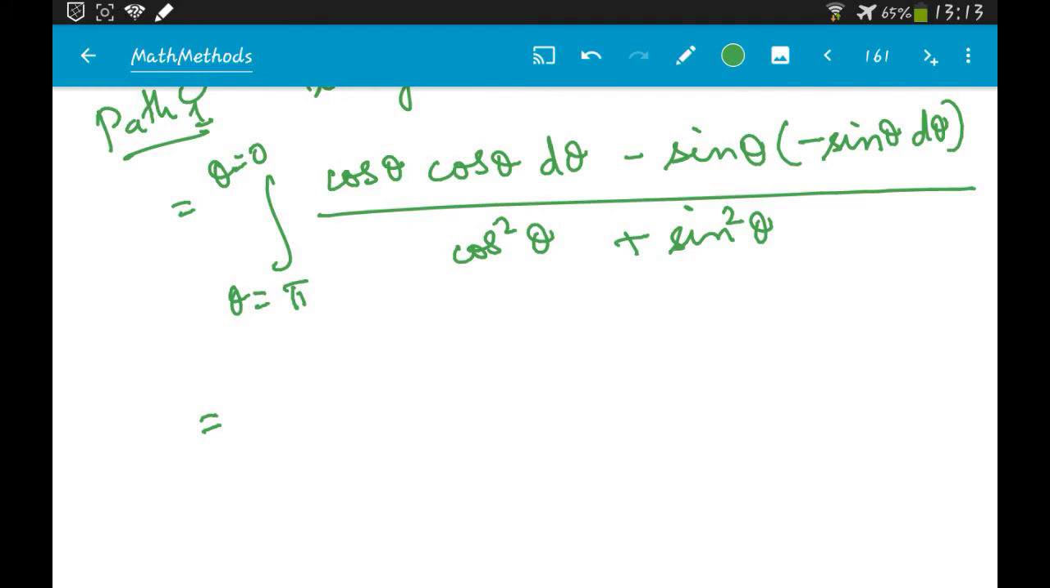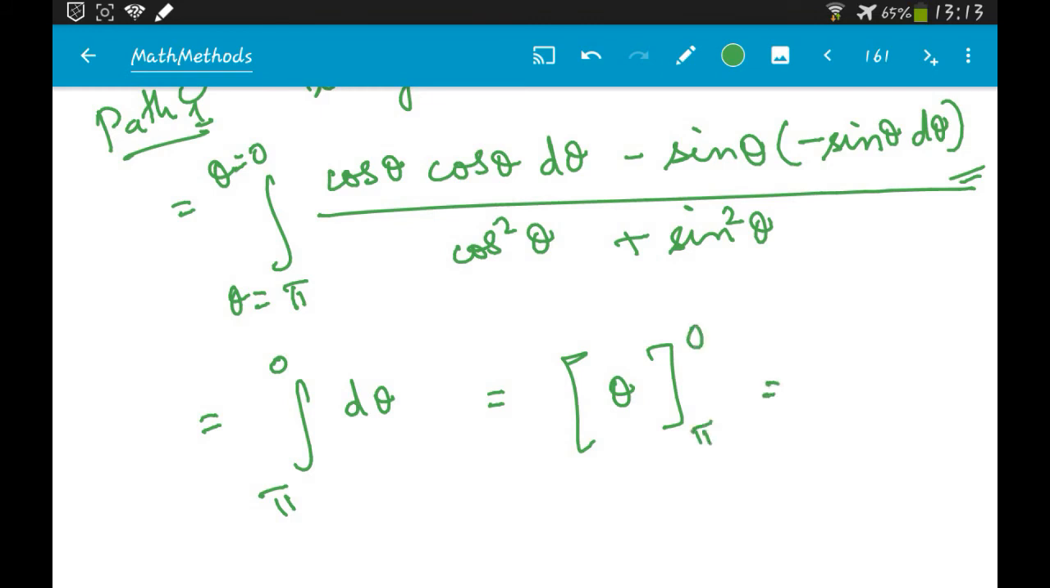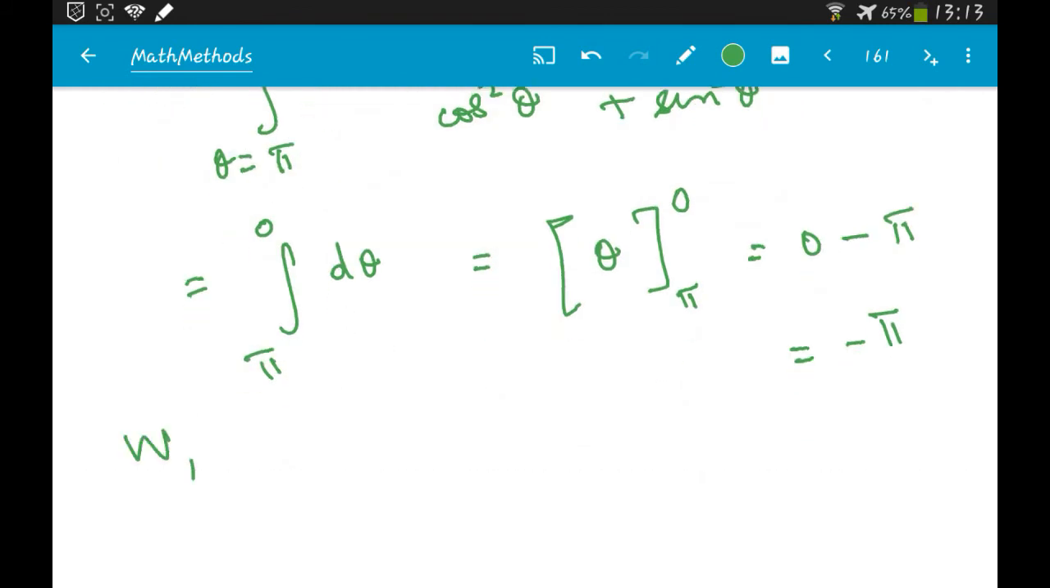So you are going to get, you can take d theta common in the numerator, and you will get cos square theta plus sin square theta, which will cancel with the denominator. So you will get the integral from pi to 0 of d theta, which means you will get theta going from pi to 0, so 0 minus pi, so this is minus pi. So the answer that you got was W1 is minus pi, or let's say this was called the integral, right? So let's use the same notation. So I for path 1 was minus pi.